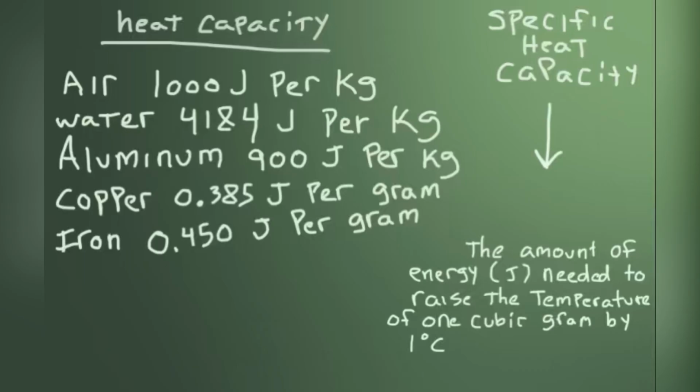So this is heat capacity, and the specific heat capacity is the amount of energy in joules needed to raise the temperature of 1 gram by 1 Celsius. On the left is the heat capacity of a few things. You've got air, which is 1,000 joules per kilogram. Water is supposed to be 4.184, not 4,184. It's 4.184 joules per kilogram.